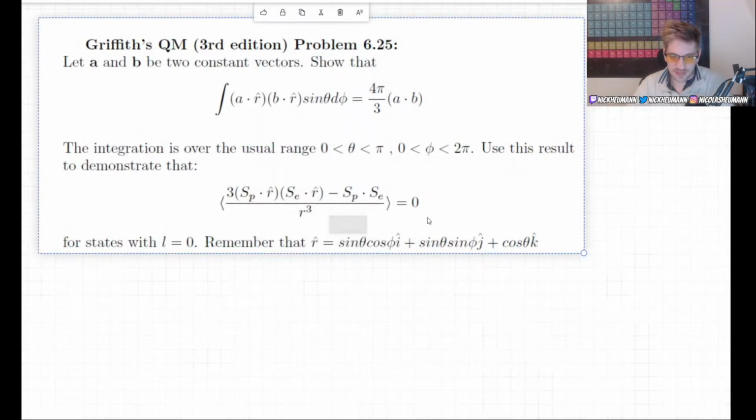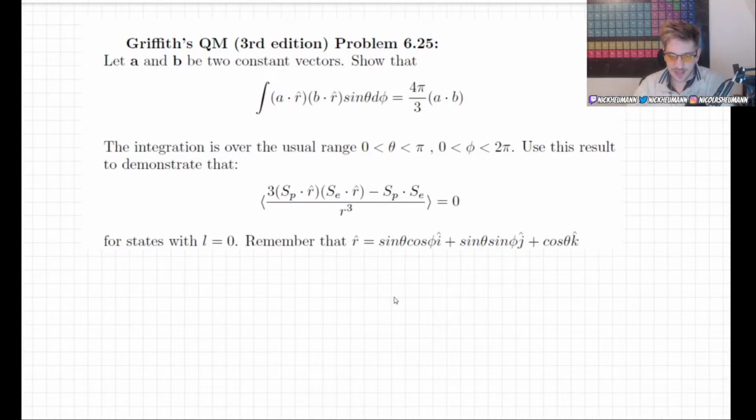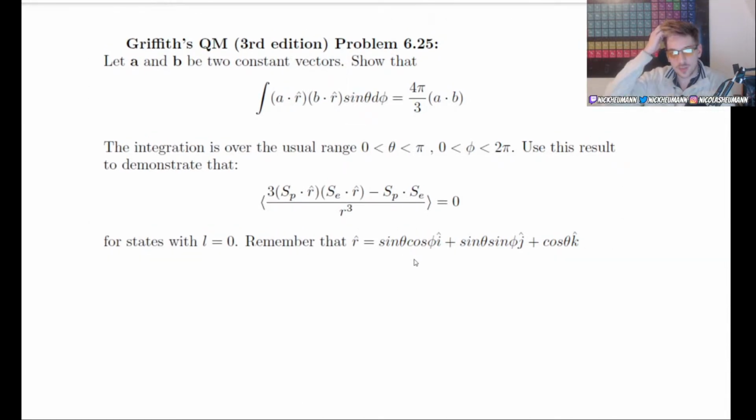And this is valid only for states with l equals 0. But we are working with the ground state. And of course, that is the case. And why is it only for l equals 0? Because when l equals 0, the wave function only depends on r. It doesn't depend on either theta or phi. So we can do all that we are doing right now. Otherwise, we will be in trouble.